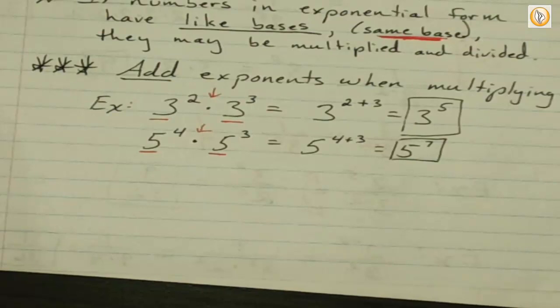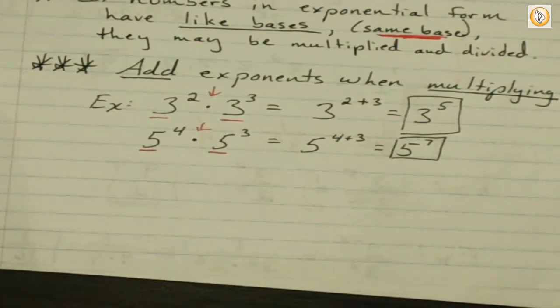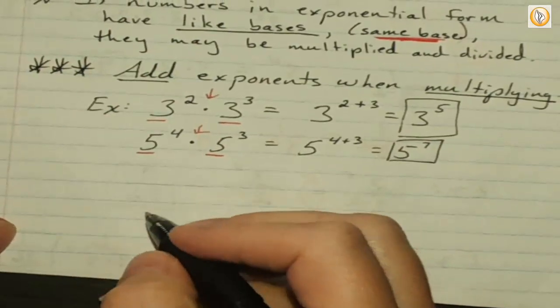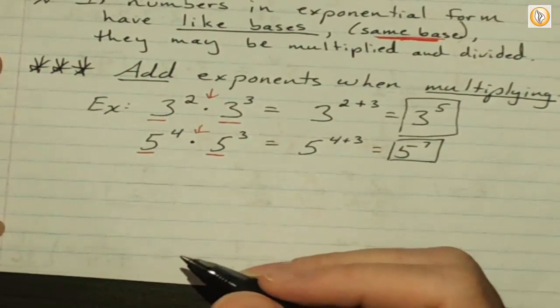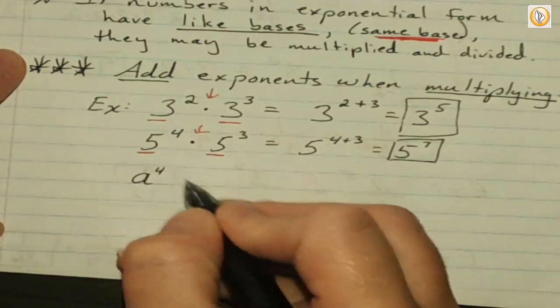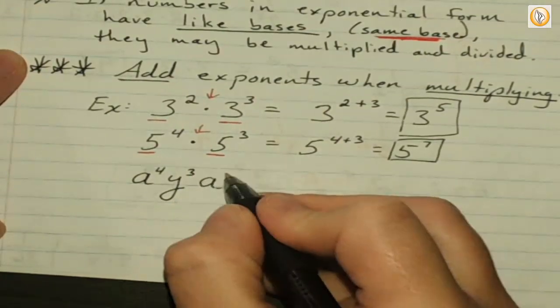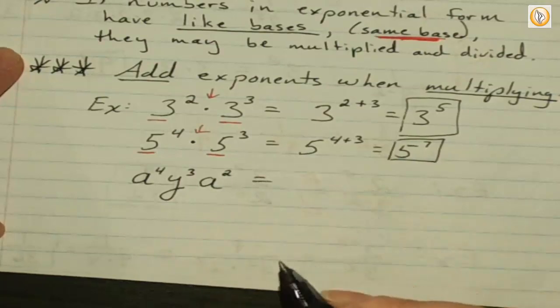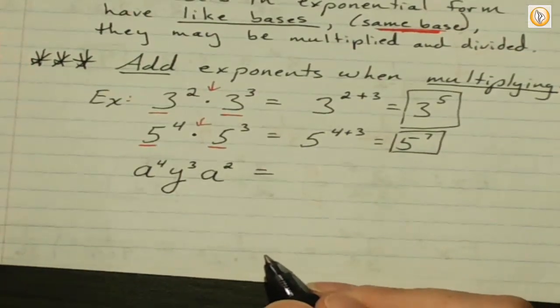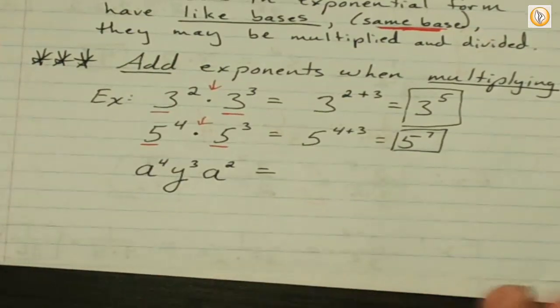Oh, I forgot to underline multiplying. I'm going to do a different example I didn't have here. What if I had a to the power of 4 times y to the power of 3 times a to the power of 2? Joseph's got his hand up. Just a second. Joseph. Maybe we do a to the fourth power plus a to the second power.